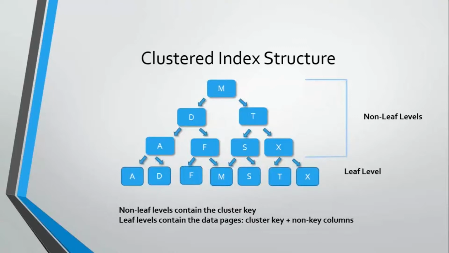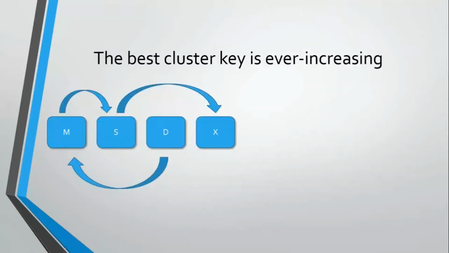We can have only one clustered index on a table. The cluster index is the table, and the non-leaf levels store the cluster key. The leaf levels contain the data pages, which is the cluster key, plus your non-key columns. So I want to tell you a few things about the best way to design your cluster key. There are several good practices, and like anything else, you can never 100% follow best practices. They should probably just call them best suggestions, because there are always going to be some edge cases that don't fit.